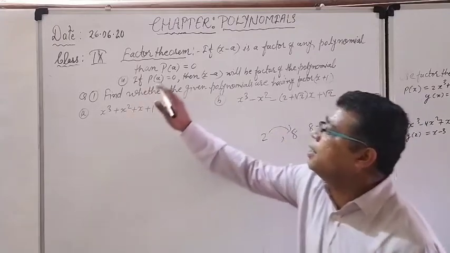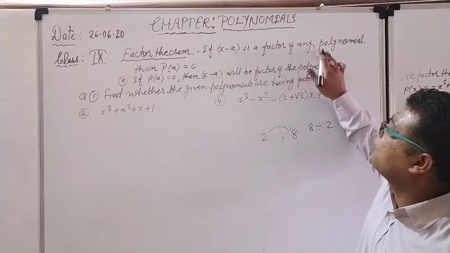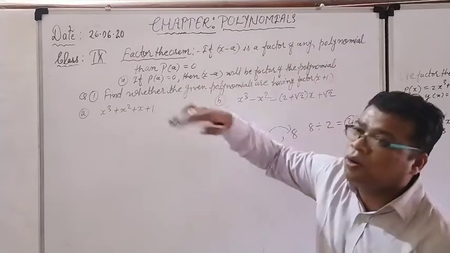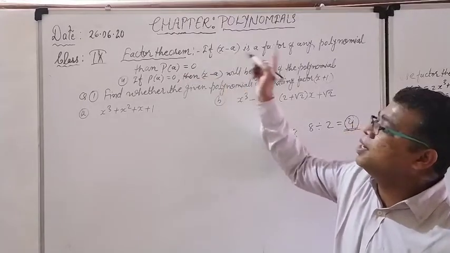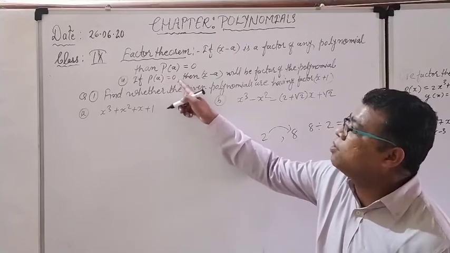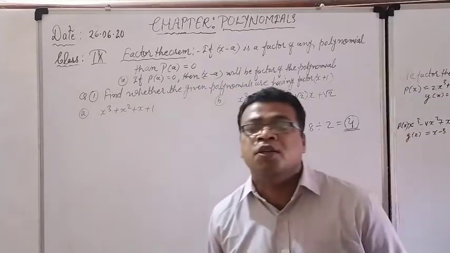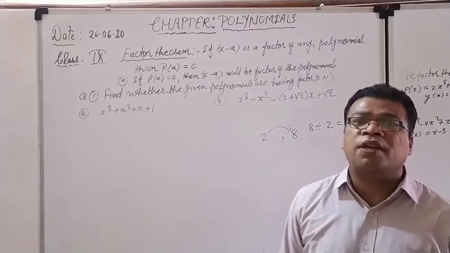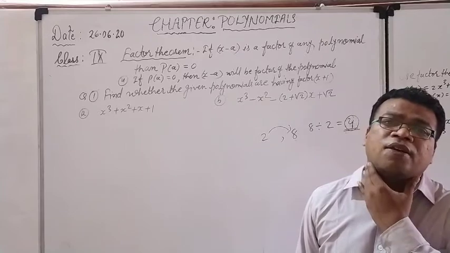Next thing you can see, second, the opposite case. If x minus a is a factor of a polynomial, then p(a) is equal to 0. And see the opposite case: if p(a) is equal to 0, then we can say x minus a will be a factor of the polynomial. So both things are reciprocal to each other, and both are true. That comes under the category of the factor theorem.